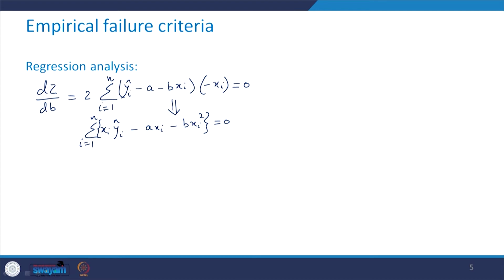Now, the next step is you further simplify this expression. So, I write it summation i equal to 1 to n xi yi cap minus a summation i equal to 1 to n xi minus b summation i equal to 1 to n xi square, this is equal to 0.